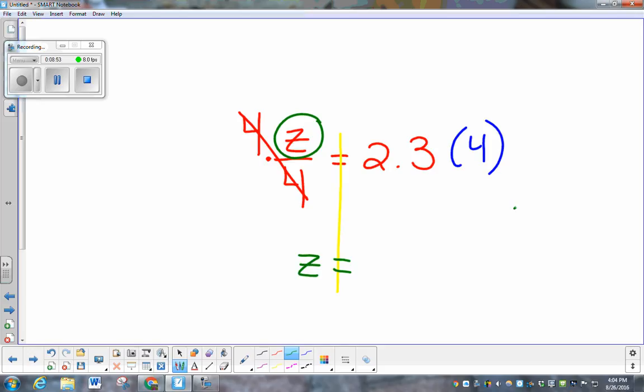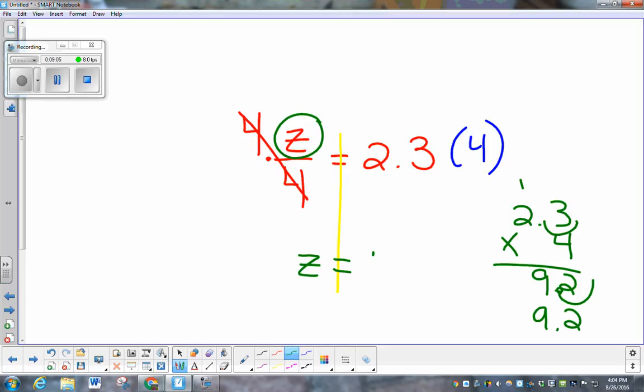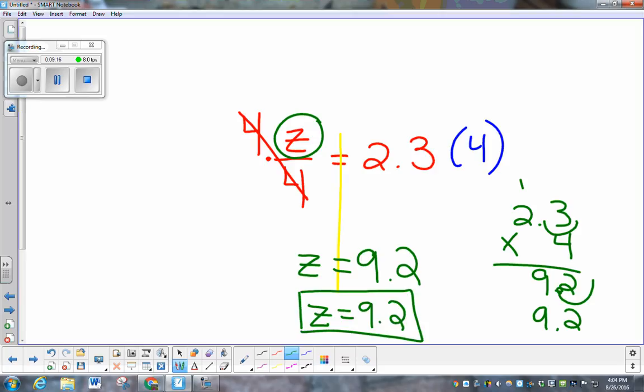If you weren't sure, remember you can always set up multiplication like this if you need to. 4 times 3 is 12, carry the 1. 4 times 2 is 8, plus 1 is 9. And you've got one spot to move your decimal. So 9.2. And if you try 9.2 and divide it by 4, it should be 2.3. So z is 9.2. All right, we've got a fraction one to do, and then I will give you a couple examples to try.